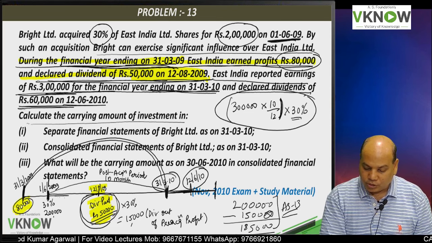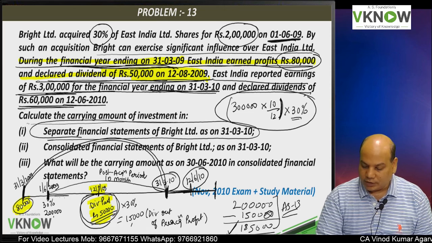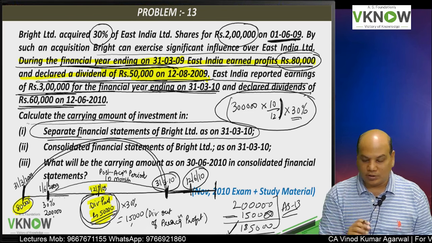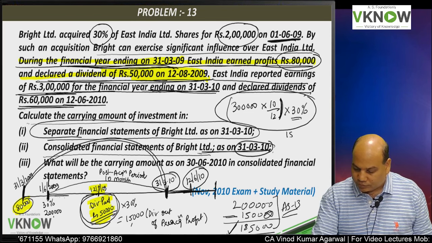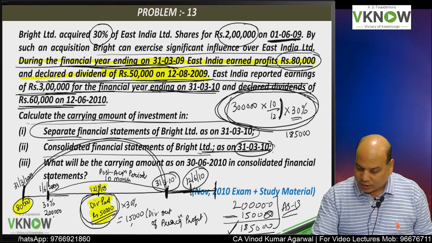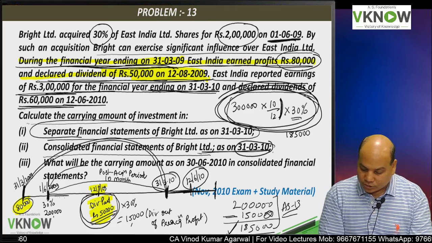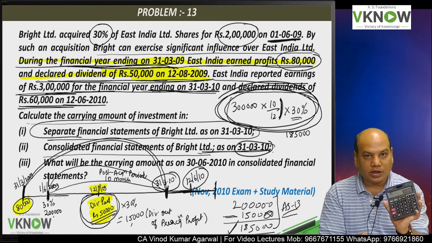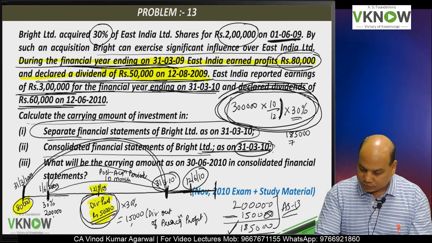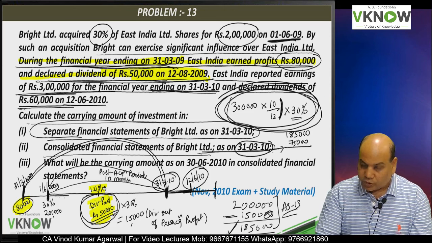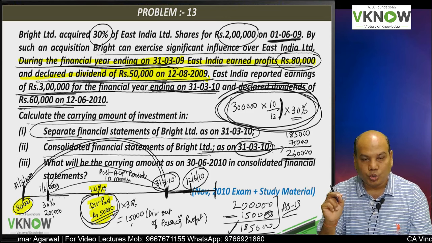Question is, compute the carrying amount of investment in separate financial statement of Bright Limited on 31st March 10. The answer is 1,85,000. We are going to deduct pre-acquisition dividend. Second question, consolidated balance sheet on 31st March 10. In consolidated balance sheet, I will start with 1,85,000. Add share in profit. So you will take on your calculator share in profit for the period 1/6/2010 to 31st March 10. Total profit for the year is 3 lakh into 10 divided by 12 into 30%. So that is 75,000. So the answer for this part: 185 plus 75. How much is that? 2,60,000. Second answer is 2,60,000.